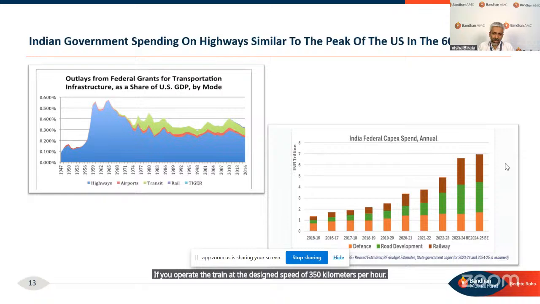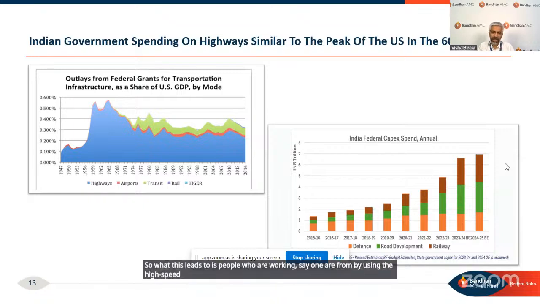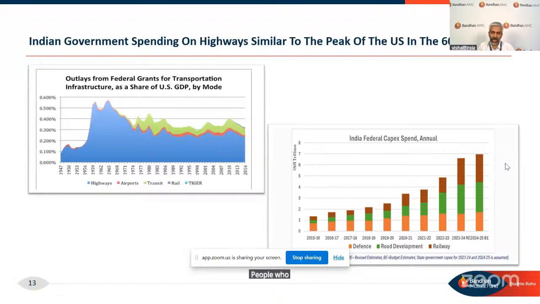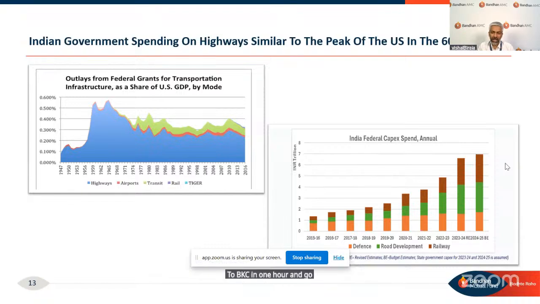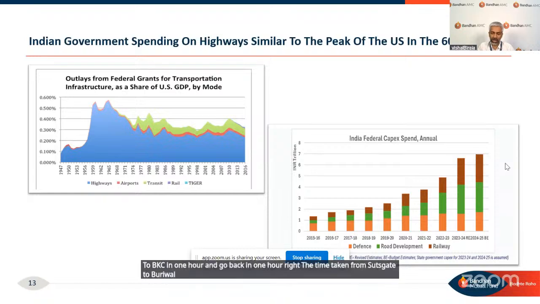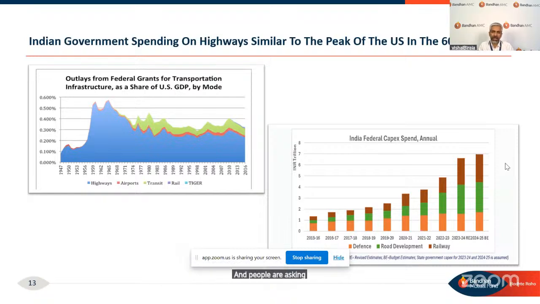So what this leads to is people who are working, say, 1 hour away by using the high-speed bullet train, say between Vapi or Surat, they can come to Mumbai in 1 hour, to BKC in 1 hour and go back in 1 hour, right? The time taken from Churchgate to Borivali in a car is 2.5 hours today in the evening.